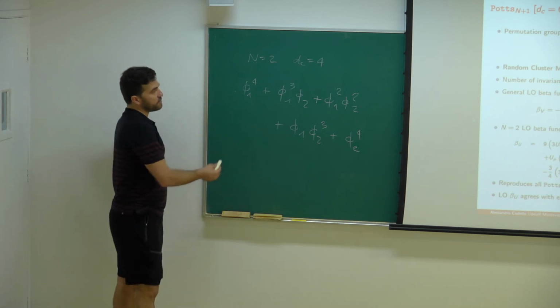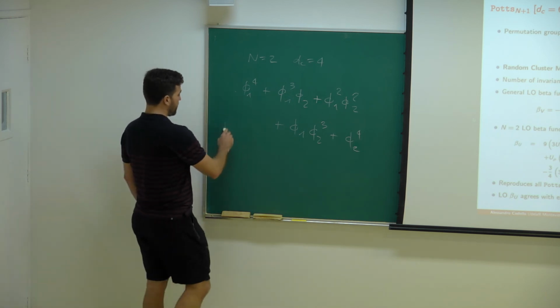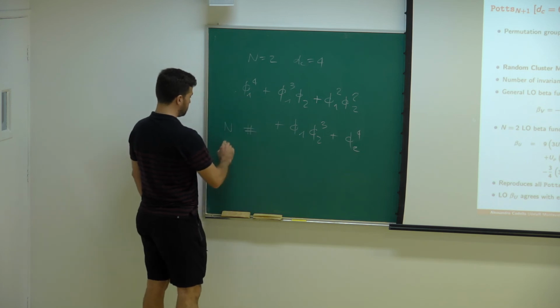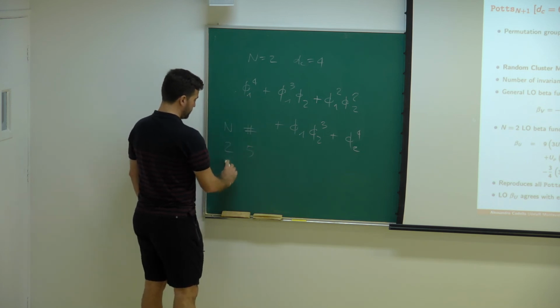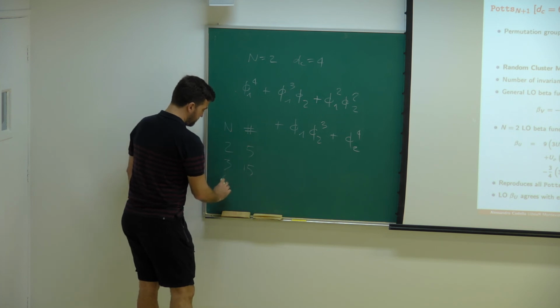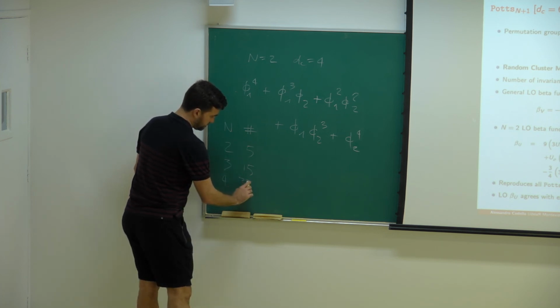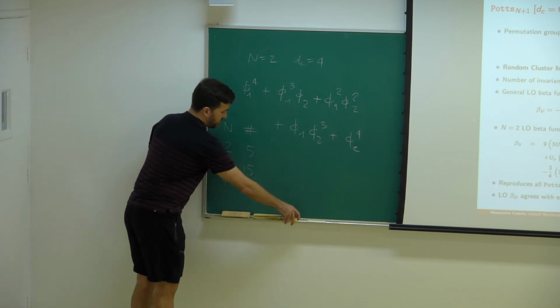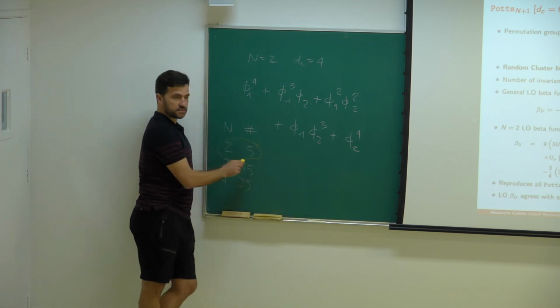So now we are really going this way. So in particular for n, and this is the number of couplings, let's say. So n is equal to 2, here we have 5. For 3 we have 15, and for 4 we have 35. So this problem, we will see, we can solve it by brute force.